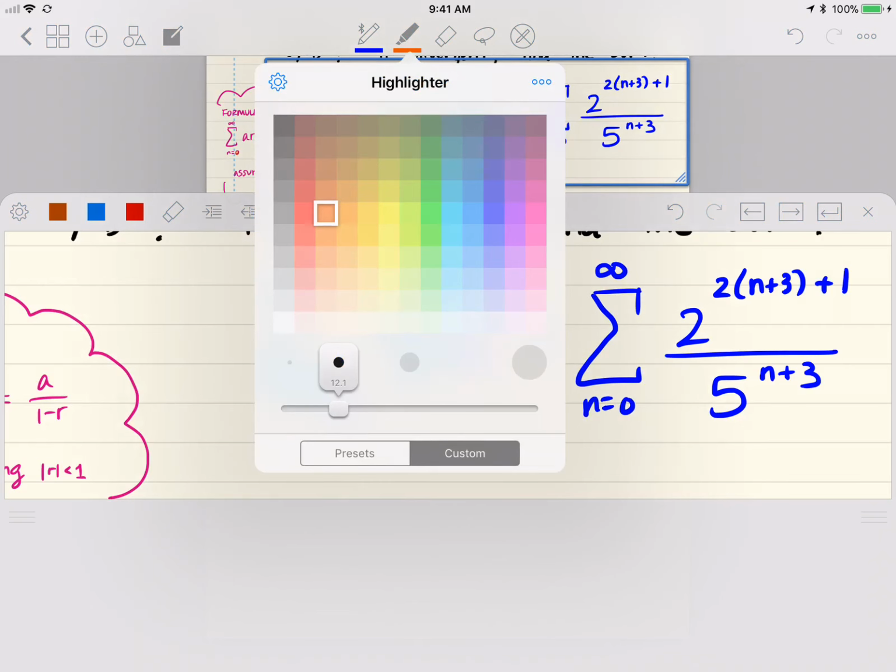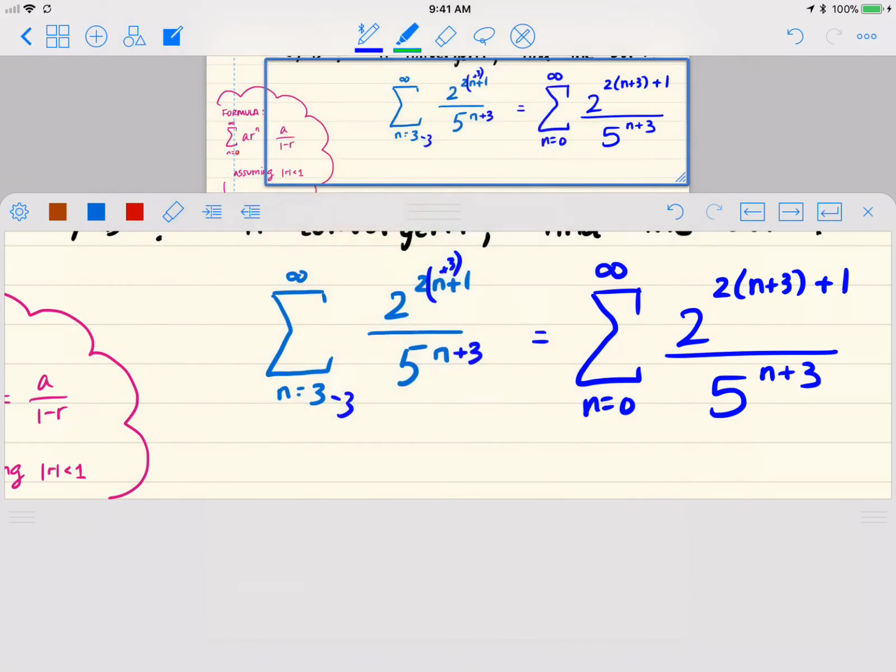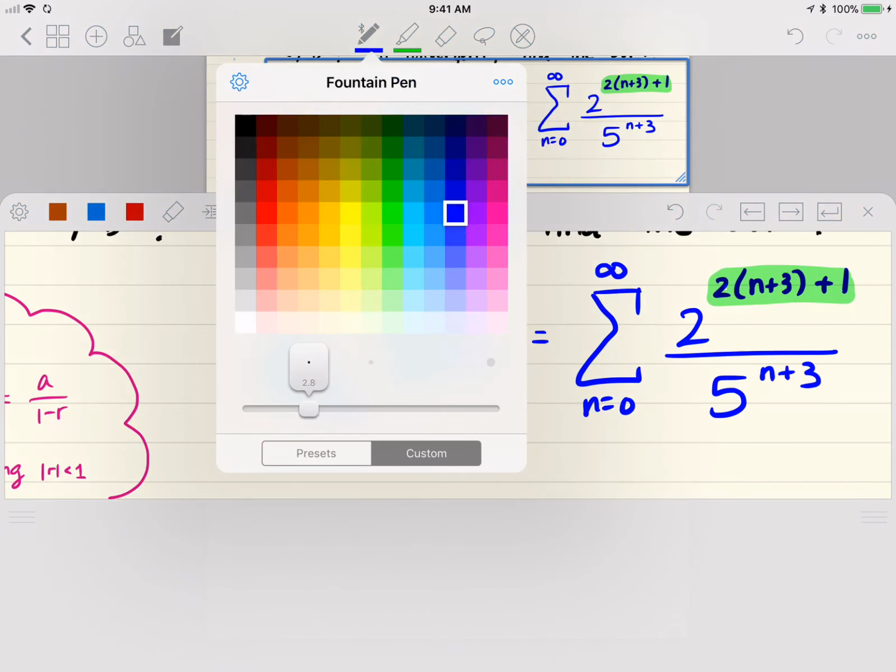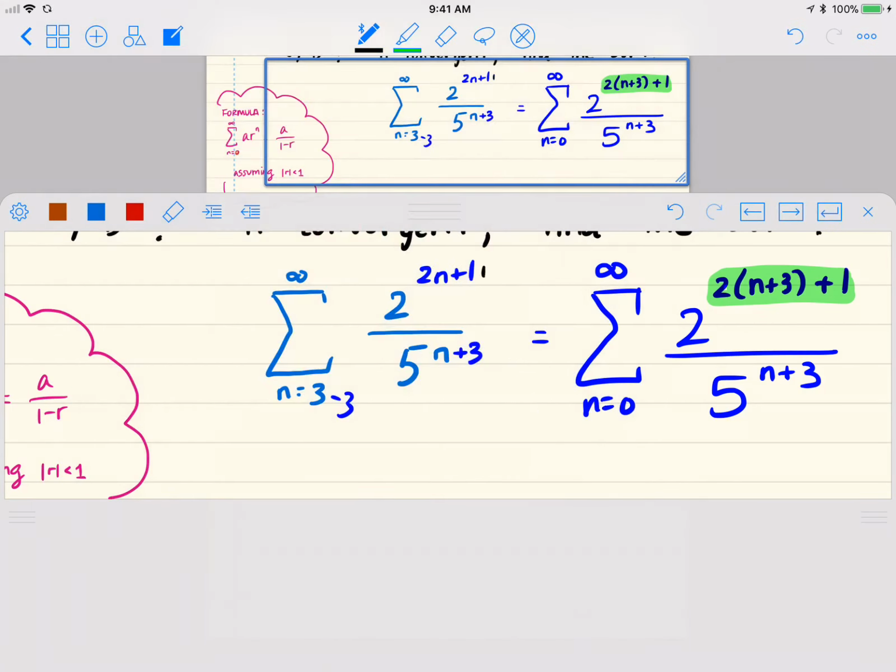This is the number one place where students will make mistakes, right? Let's look at what we started off with. We started off with 2N plus 1, right? And so students think, oh, it must be 2N plus 4. No. You don't just say, oh, plus 3. You have to put the 3 with the N.